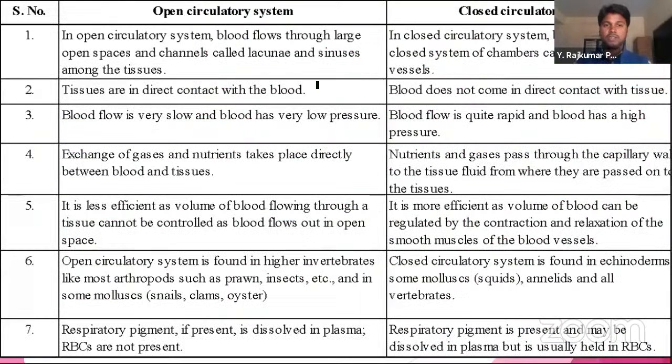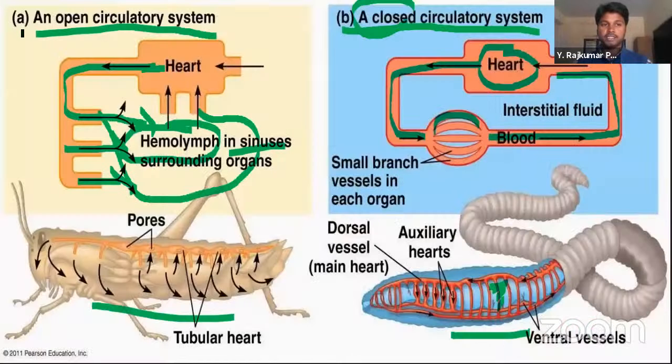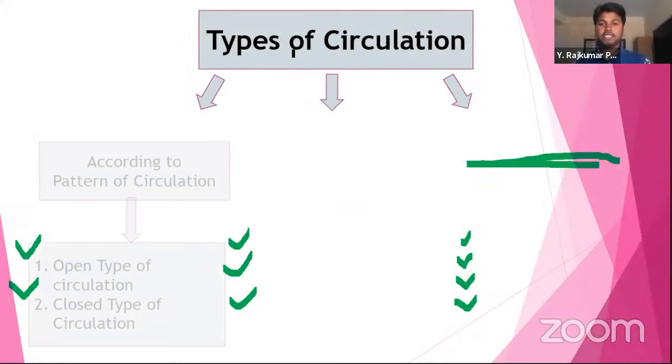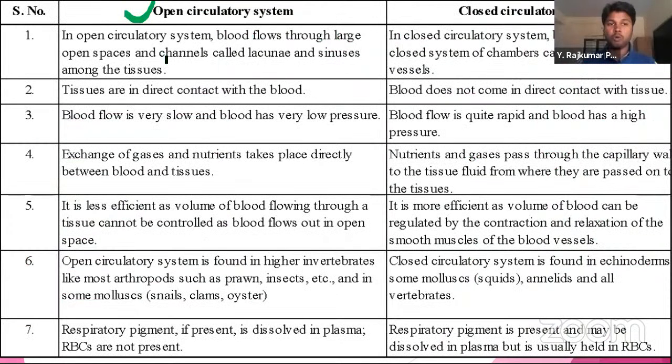Let's see open circulatory system and closed circulatory system. Just now I have shown you the pictures of open and closed circulatory system, isn't it? You can see this is open circulatory system and this is closed. Now we will compare both of them and see what the differences between these two are. You can see here, in open circulatory system, blood flows through large open spaces and channels called lacunae or sinuses. And in the closed circulatory system, blood flows through the closed system of chambers called heart and blood vessels.